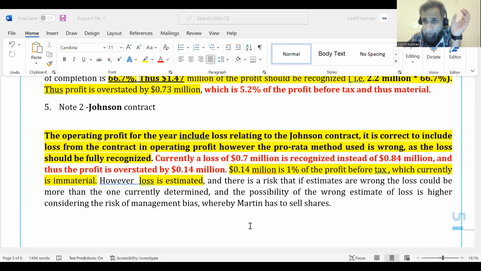No, you don't need to talk about the thresholds of materiality, right? You simply comment on materiality. This is material, this is immaterial. You're not quoting the thresholds, right? I'm not quoting thresholds anywhere in my answer.